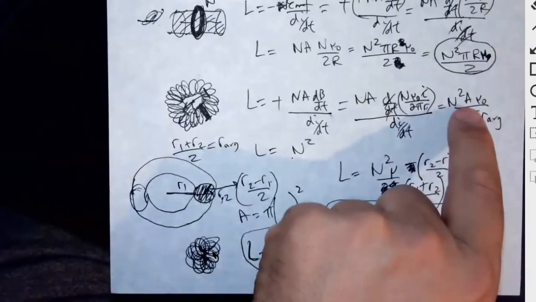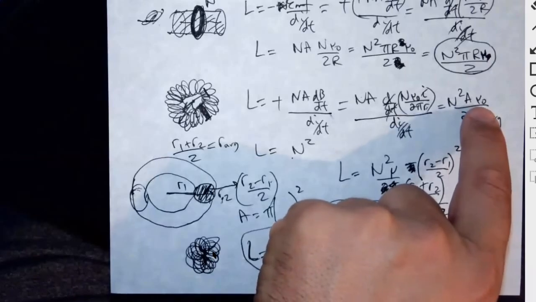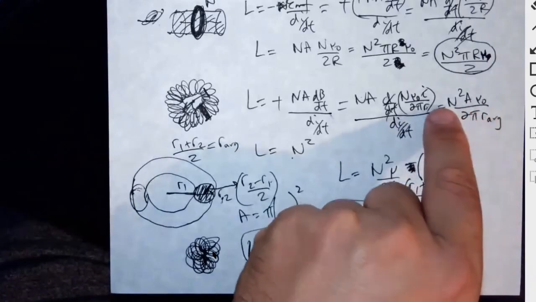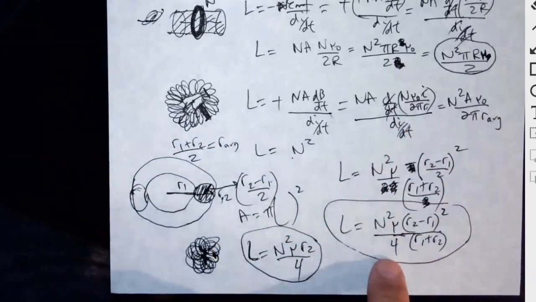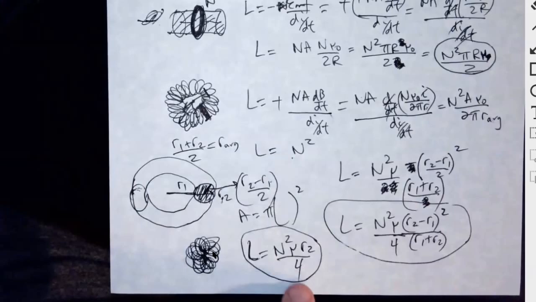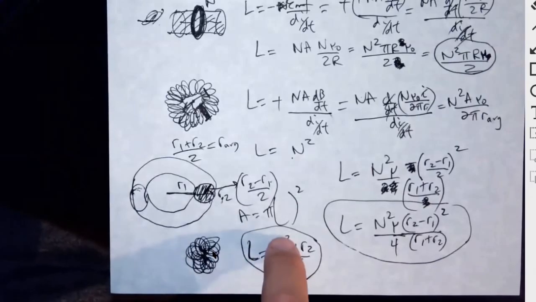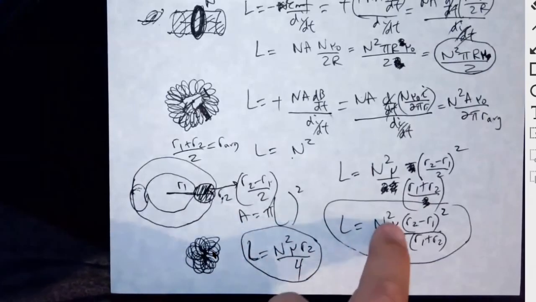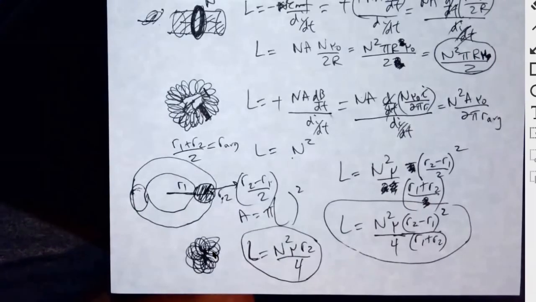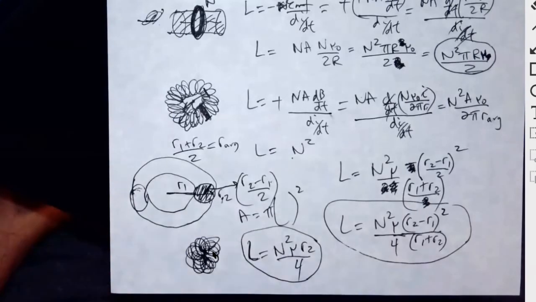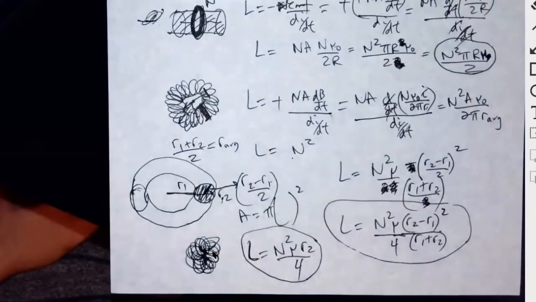I think that's it. Let's see, n squared A mu 0 over 2 pi R. They're all proportional to the number of turns squared. So if you want a bigger inductor, just have more loops of wire, you know, wind it up more.